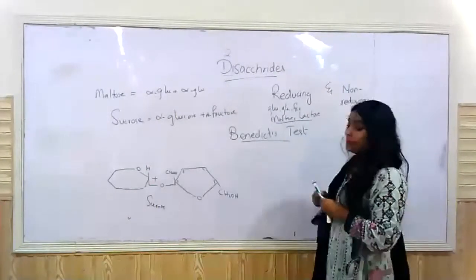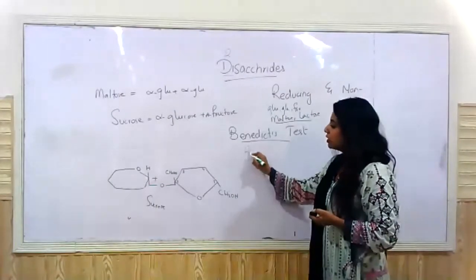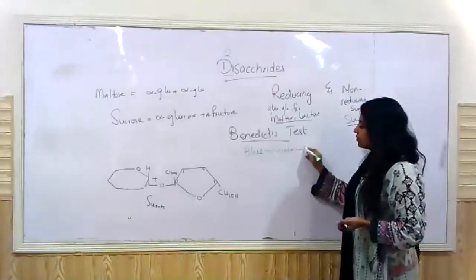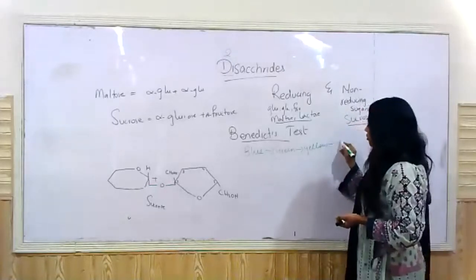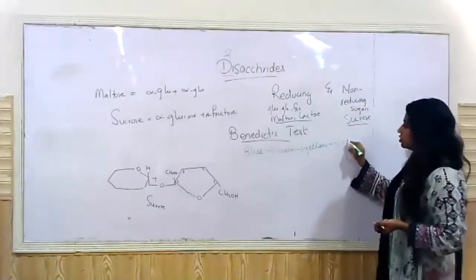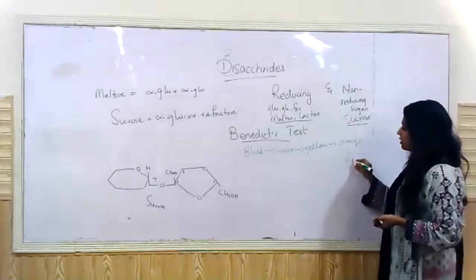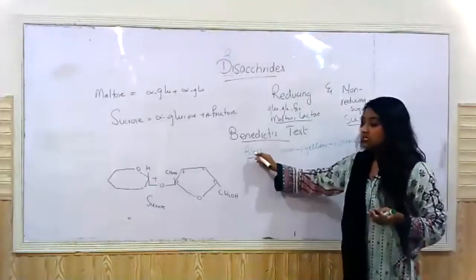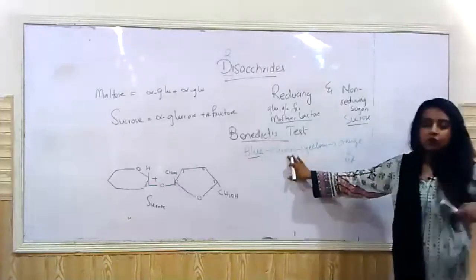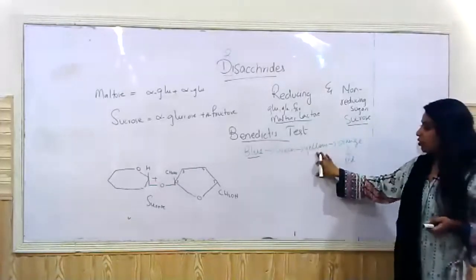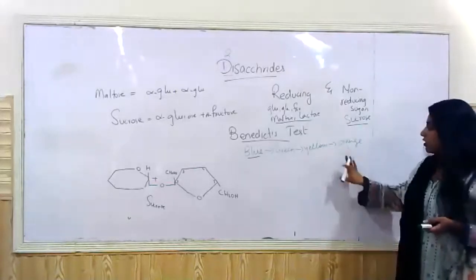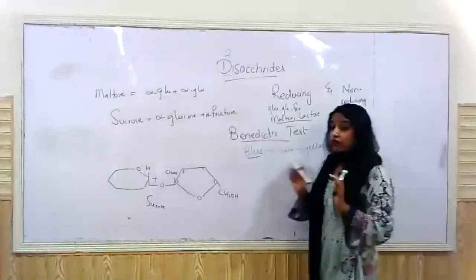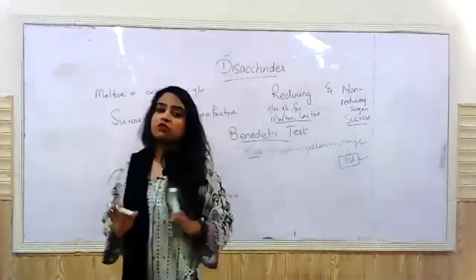The Benedict's solution is blue in color. The color changes from blue to green, green to yellow, yellow to orange, and orange to red. This is the sequence of the color change. Slowly, very slowly, this occurs. Red is the final result. Even orange is considered a final result. So if this color change occurs, that means reducing sugars are present.